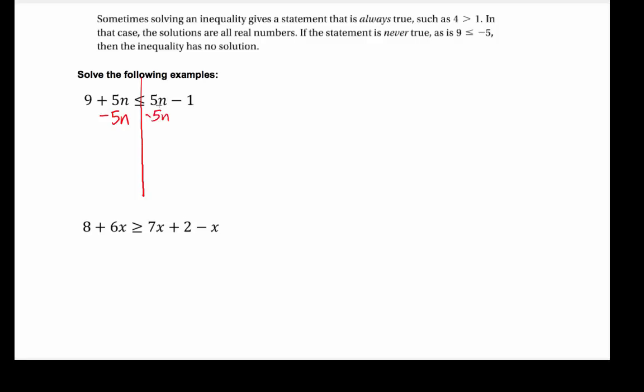All right, 5n minus 5n gives me a 0. And over here, 5n minus 5n also gives me a 0. So the only thing that's left on the left side is a 9, less than or equal to. The only thing left on the right side is a negative 1. We have a false statement. False statements tell us no solution.